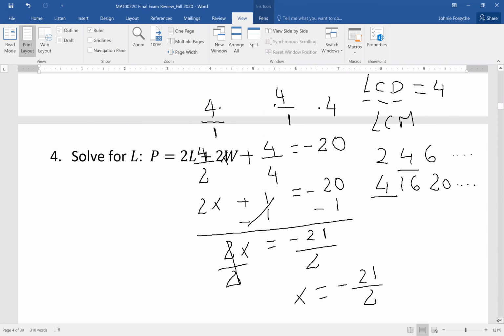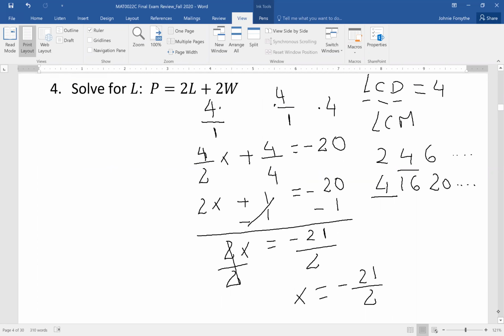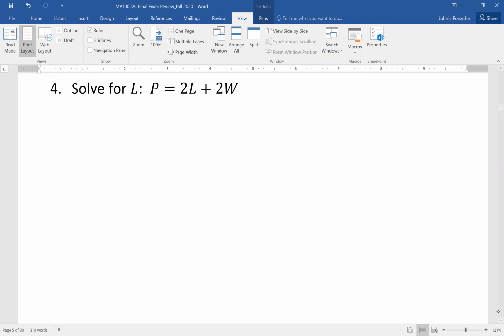Okay, we're going to go to question 4. All right, so I'm solving for L. So basically, I'm trying to have L by itself. Just like in a regular equation, the first thing I'm going to do is get rid of the term that's next to the term in question. So I'm going to subtract 2w from both sides.